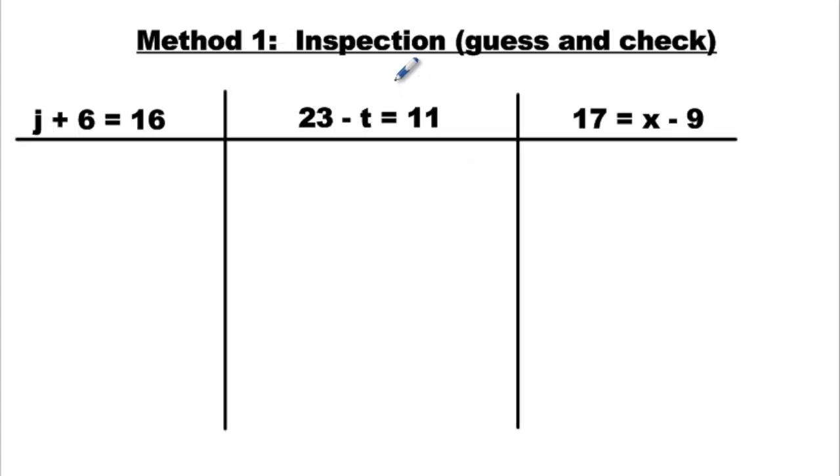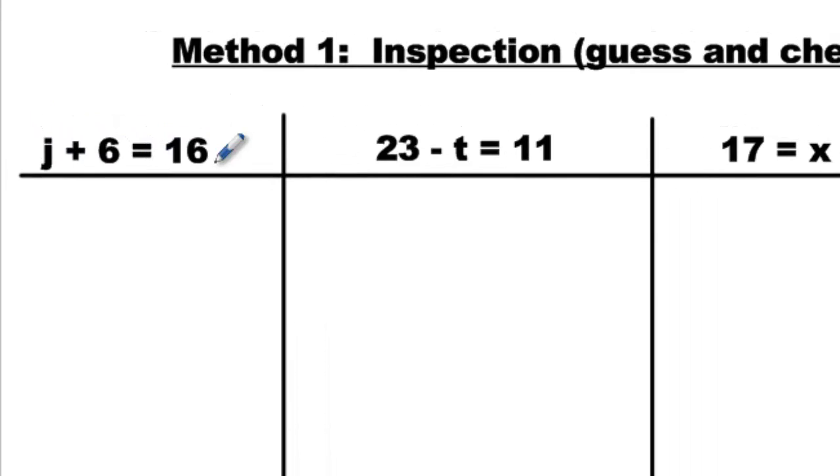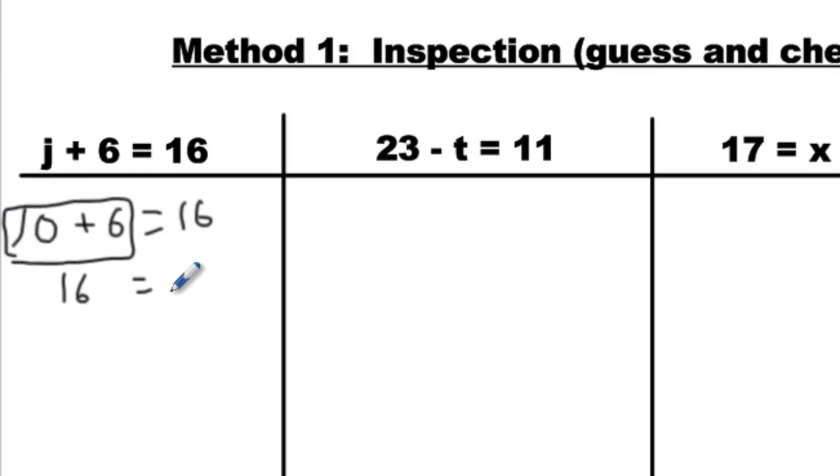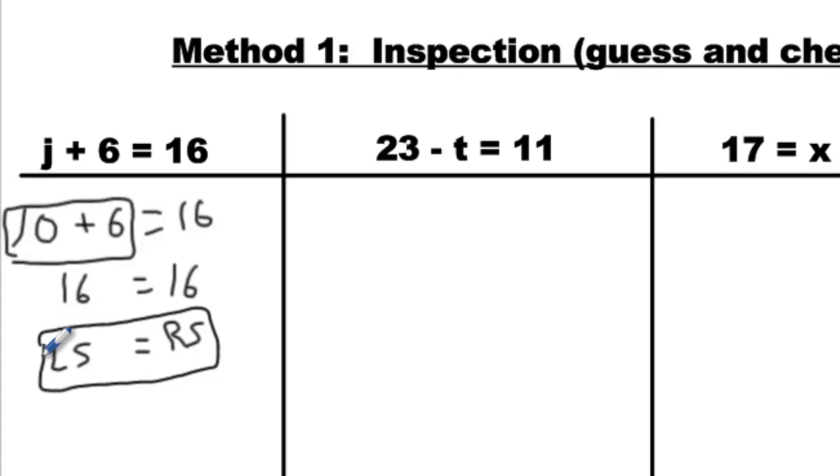Here's method one, inspection. Guess and check. This is not hard. J plus 6 equals 16, or in other words, a mystery number plus 6 is 16. Some of you are raising your hand in the air because you know that J must be 10. Because 10 plus 6 equals 16. And look at this, this makes 16, equals 16, and left side equals right side. That is important. So J must be worth 10.